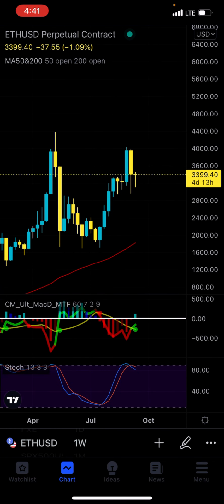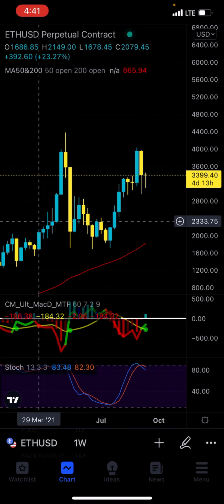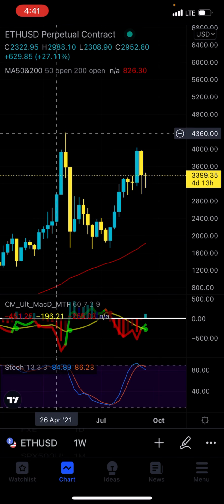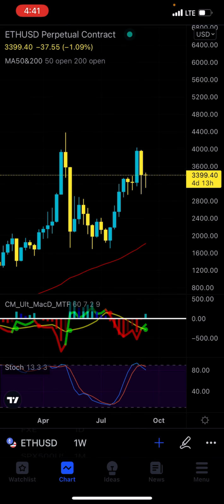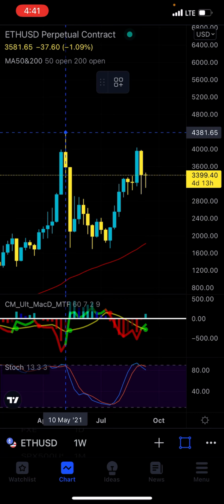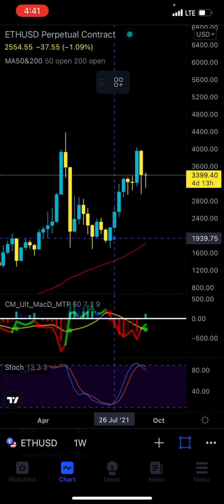Right now for Ethereum, I'll be doing the same thing, but price is not really consolidating, but it's just been trading in this range for a while, right? It's been trading between these highs of roughly like 4,400 to like these lows here.